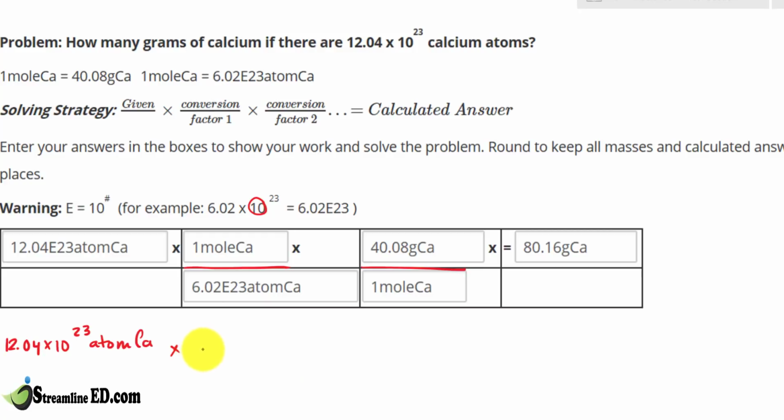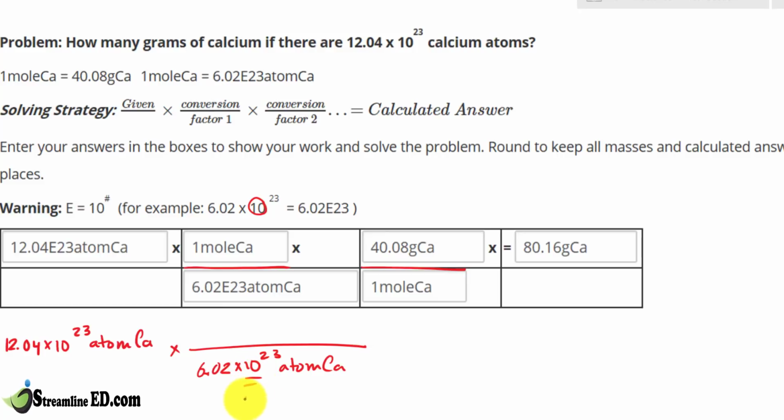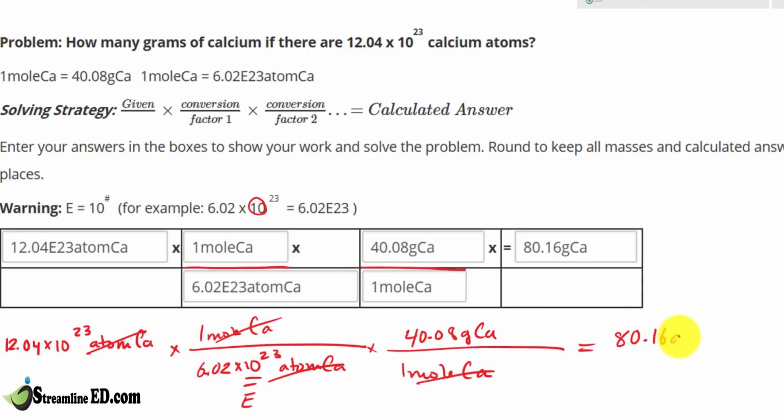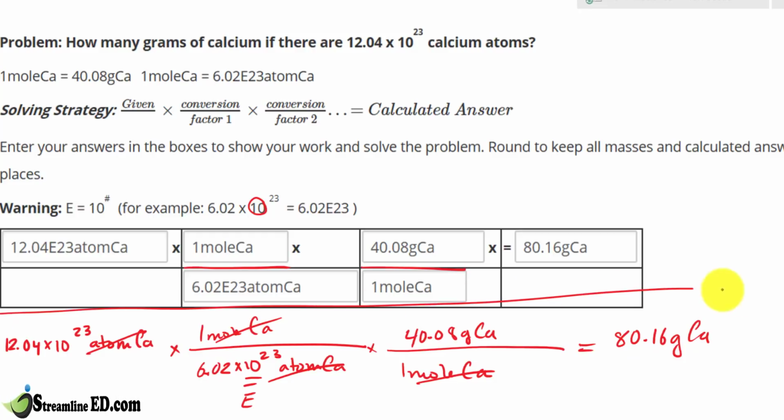Times our first conversion factor, we have 6.02 times 10 to the 23rd atoms of calcium. Remember, this right here can be represented by E. And on top will be 1 mole of calcium. Times the next conversion factor, we have 1 mole of calcium on the bottom, and on top, we have 40.08 grams of calcium. Notice how atoms of calcium cancel each other out, and moles of calcium cancel each other out. And what we have in the end is 80.16 grams of calcium. So this is how you show your work on your paper.